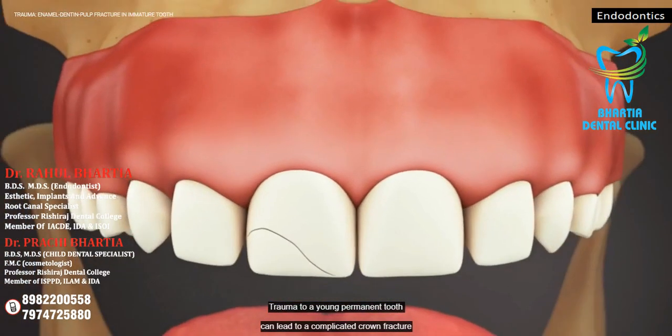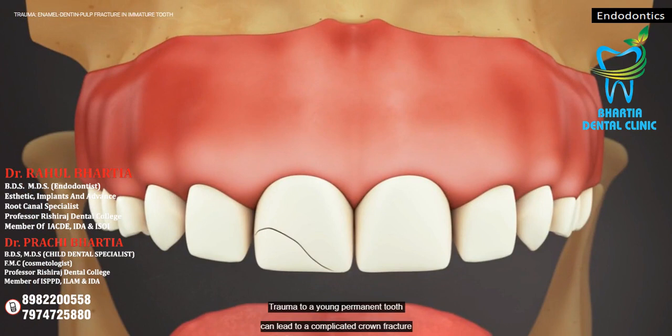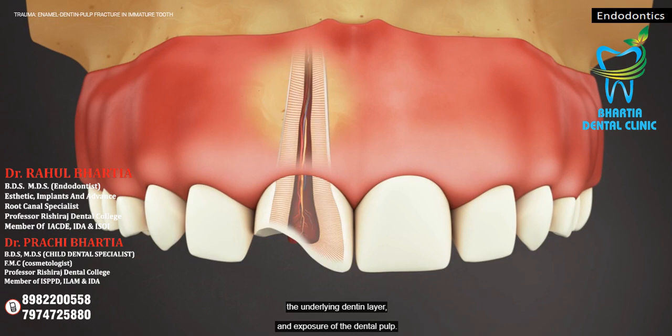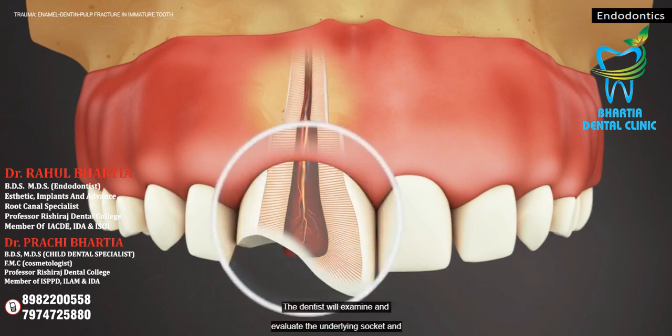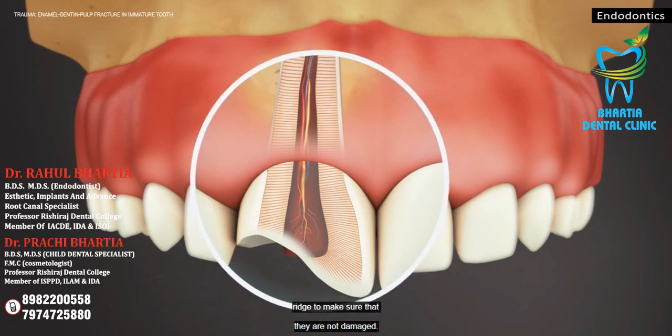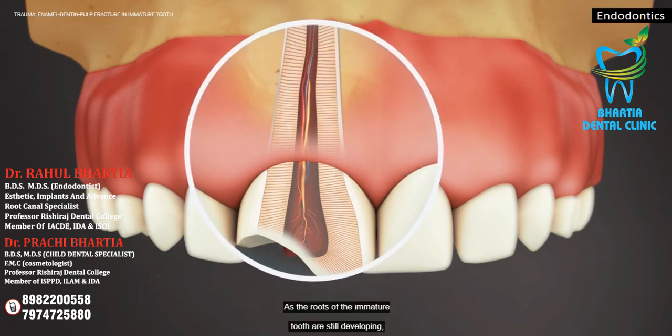Trauma to a young, permanent tooth can lead to a complicated crown fracture that involves loss of the hard enamel layer, the underlying dentin layer, and exposure of the dental pulp. The dentist will examine and evaluate the underlying socket and ridge to make sure that they are not damaged.